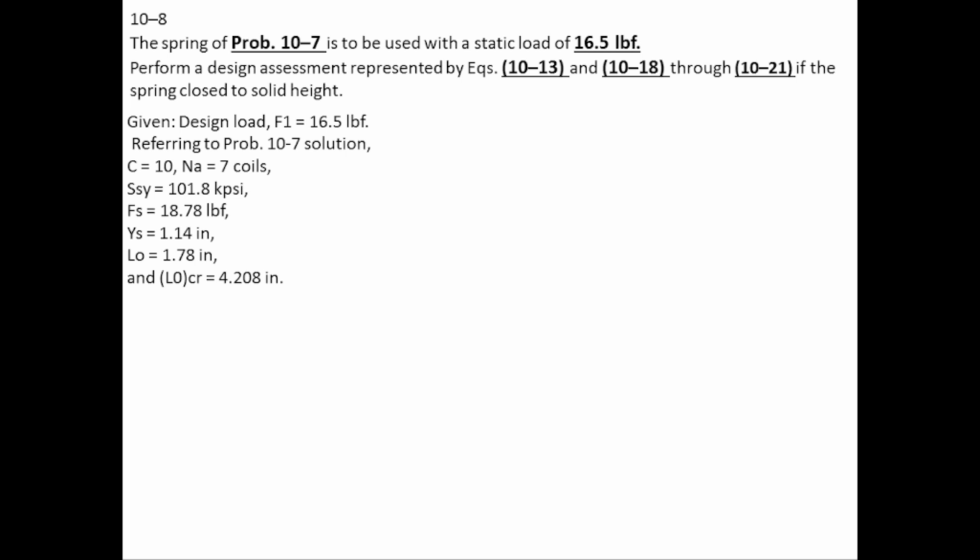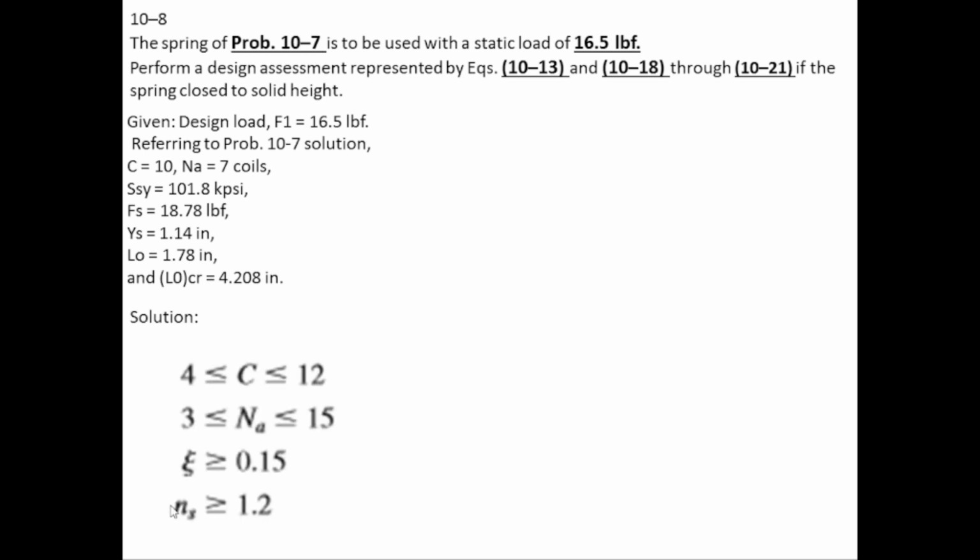Coming back to problem 10.8, all of this data is taken from problem 10.7. Now we have to check all of this data based on equations 10.13, 10.18, 10.19, 10.20 and 10.21, and these are those equations. This is 10.18, this is 10.19, this is 10.20, and this is 10.21. Let's take this equation and see whether the value of C is in the range or not. Since C is 10, which is greater than 4 and less than 12, we are in the range. So based on this equation, our design is okay.